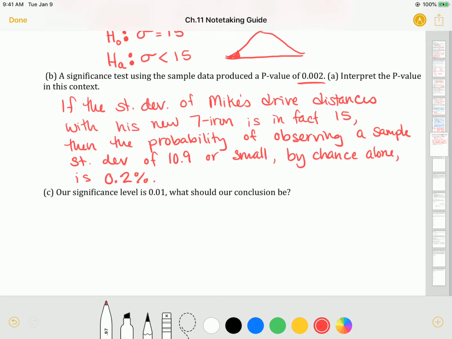So 0.2% is a very small probability. It's very unlikely to occur. Something that happens 1/5 of 1% of the time is very unlikely. So that's going to give us very good evidence to make a conclusion against our null.